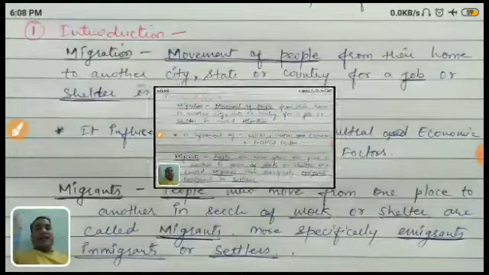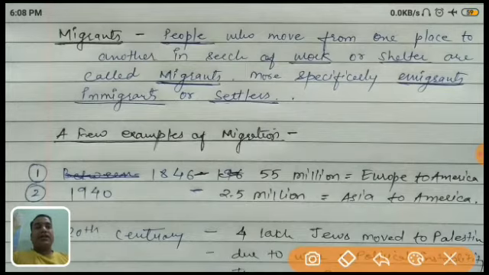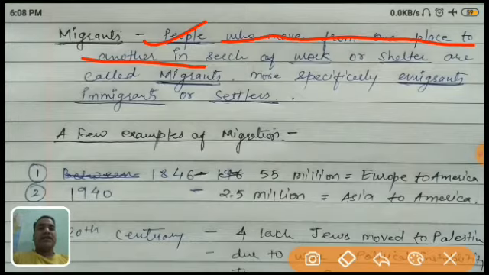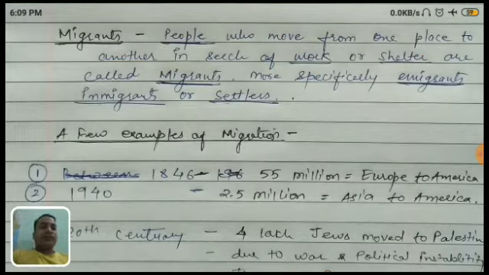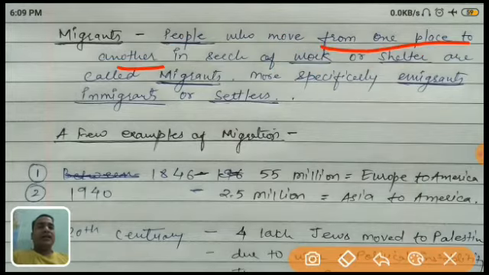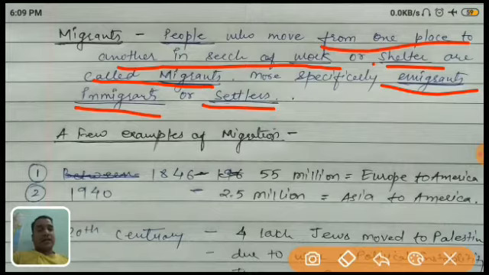Now, second one, it is the migrants. I already explained what migrants are. So we can say that a person or people who move from one place to another in search of work and shelter. Same definition. Only you have to delete movement of people, and write either people or a person who move from one place to another in search of work and shelter are called migrants. We can also call them emigrants, immigrants, or shelterers. So these are all migrants.